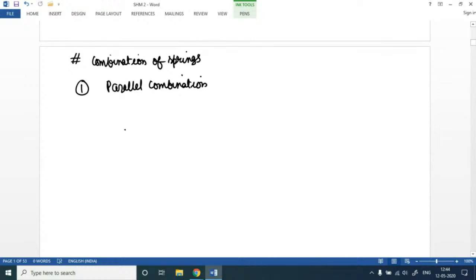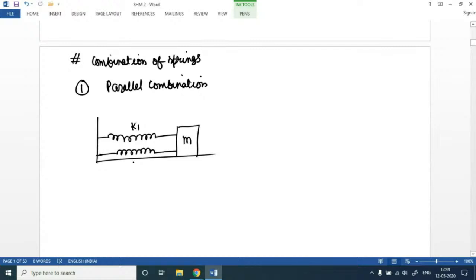Okay, so let me give you a diagram. Let's say this is a smooth horizontal surface. This is a block of mass m, and let's say there are a few springs which are connected to the block. Like this. Let's say the spring constant of this spring is k1 and this is k2. And obviously these surfaces are rigid.